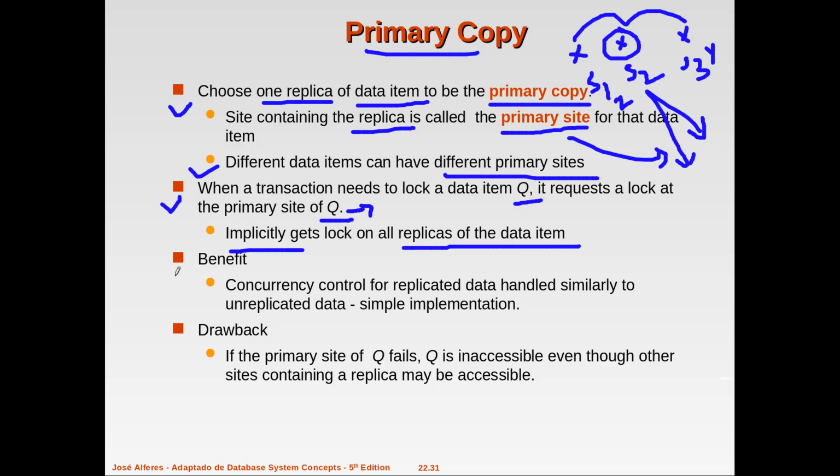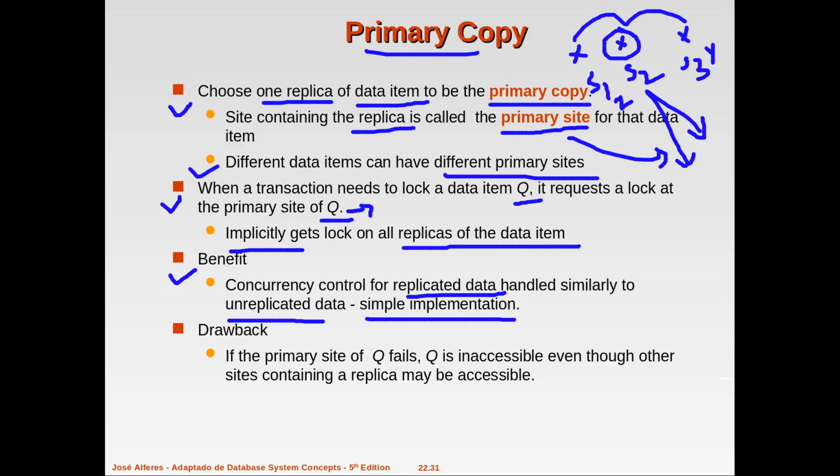Now the benefit or advantage of using primary copy is that concurrency control for replicated data can be handled similar to unreplicated data. The implementation seems to be very simple, because for some items, some site will be considered as the primary copy, and for some other items, some other site will be considered as the primary site. When we consider single data items, the implementation is easier.